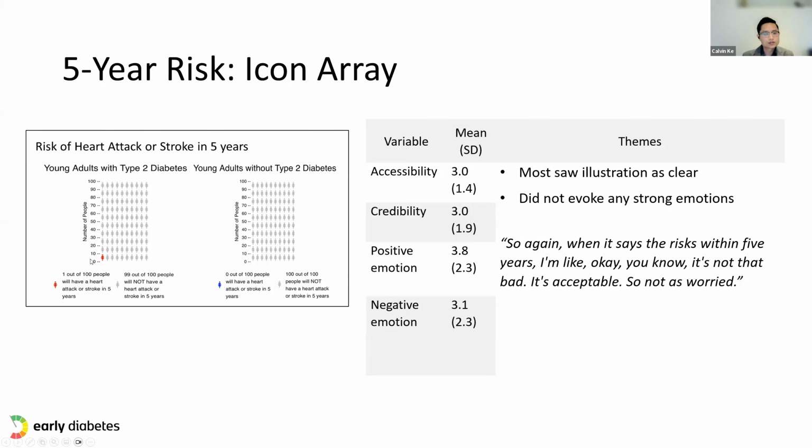There are also icon arrays. In some types of presentations, this seems to be a very useful thing. But then again, displaying the information in terms of a 5-year risk, it's clear, but it didn't really evoke any strong emotions, and people didn't really think that was a very significant thing.